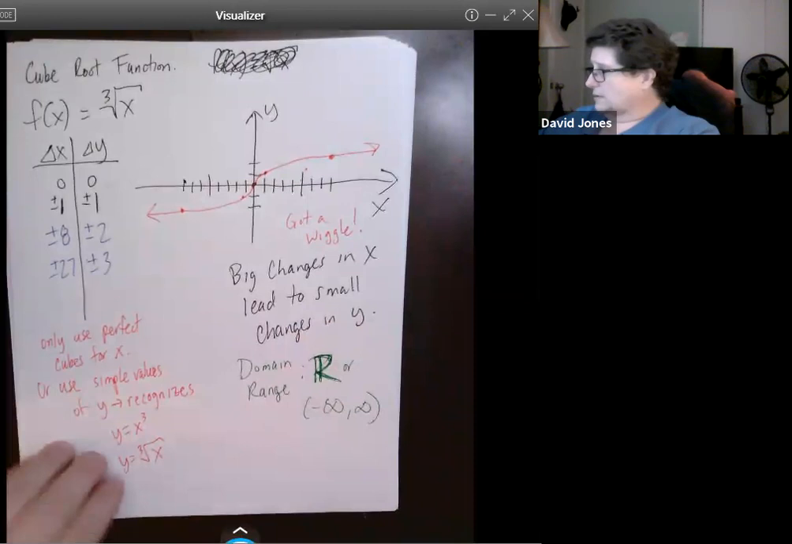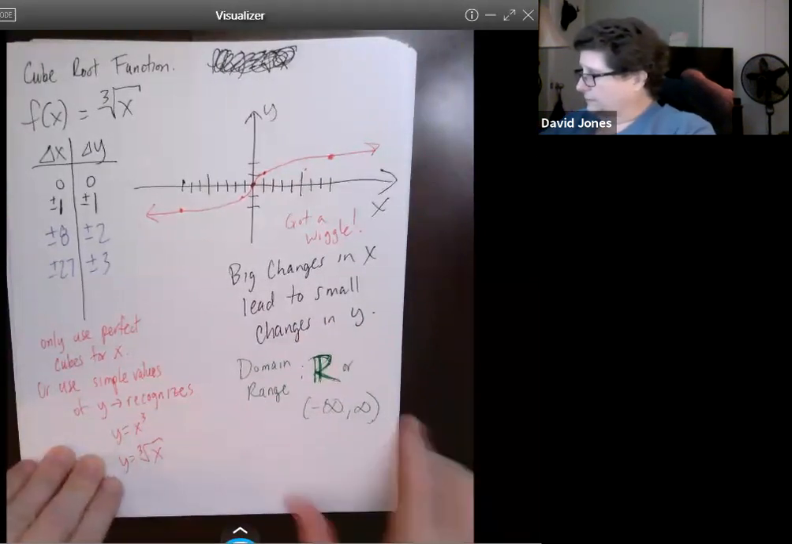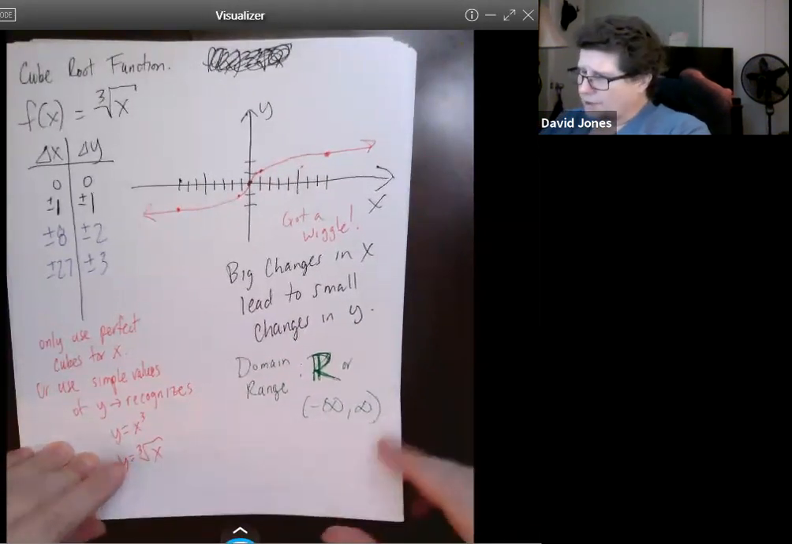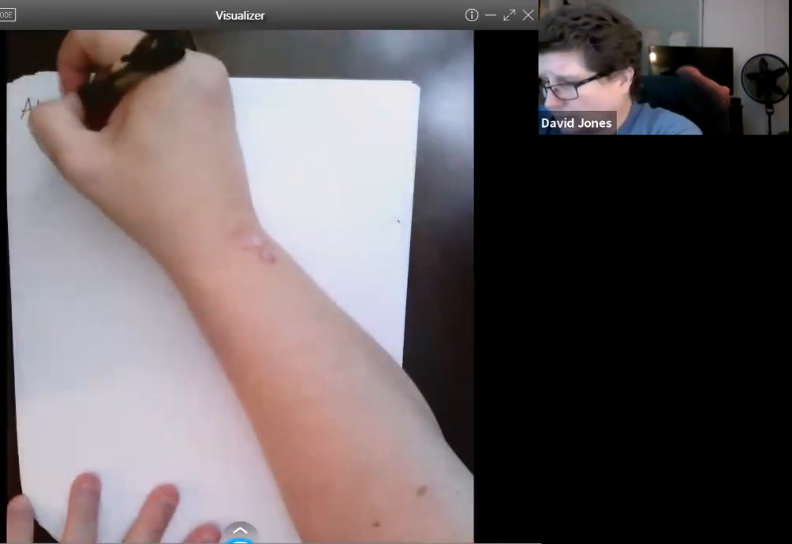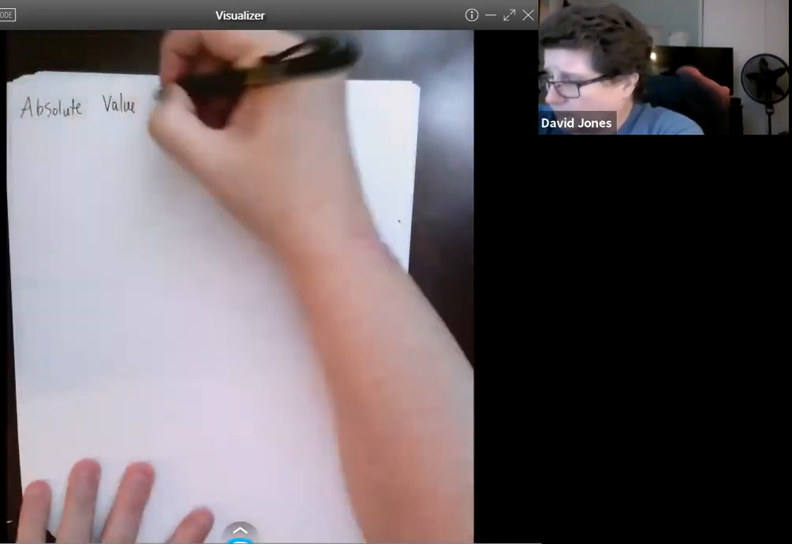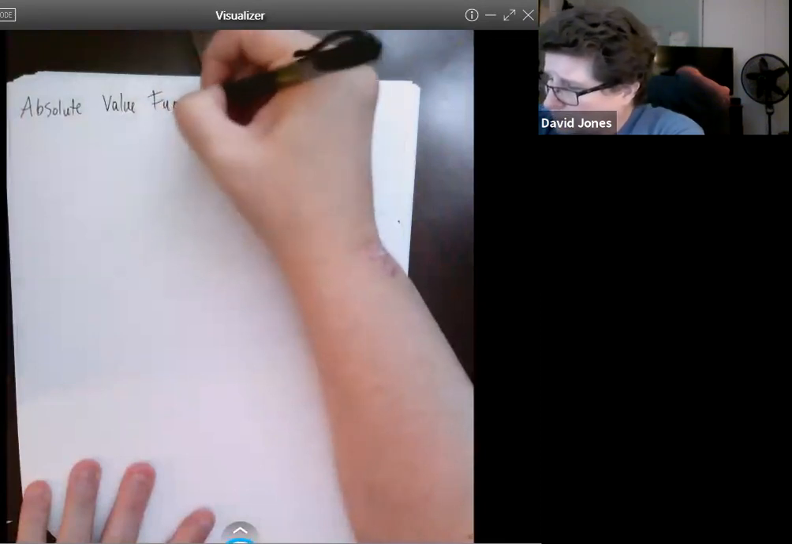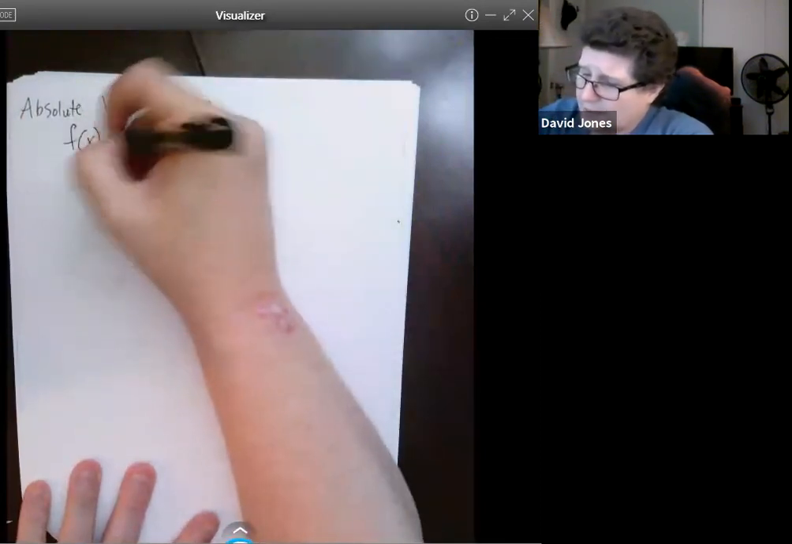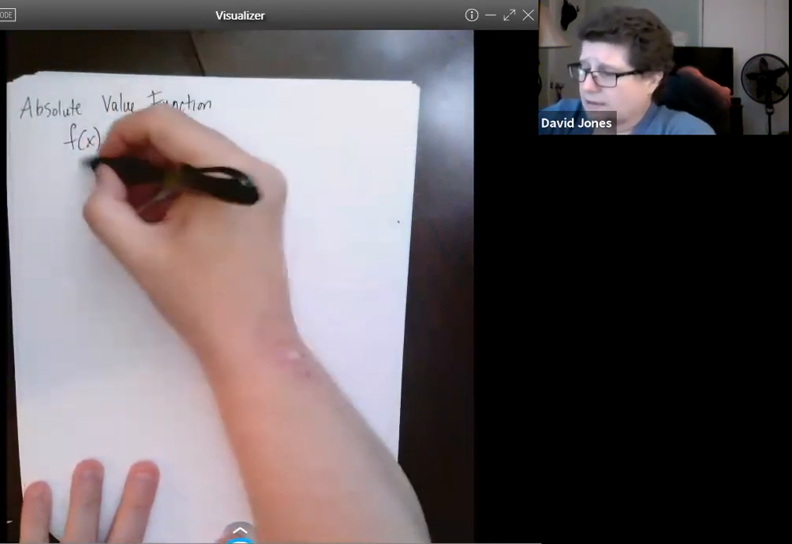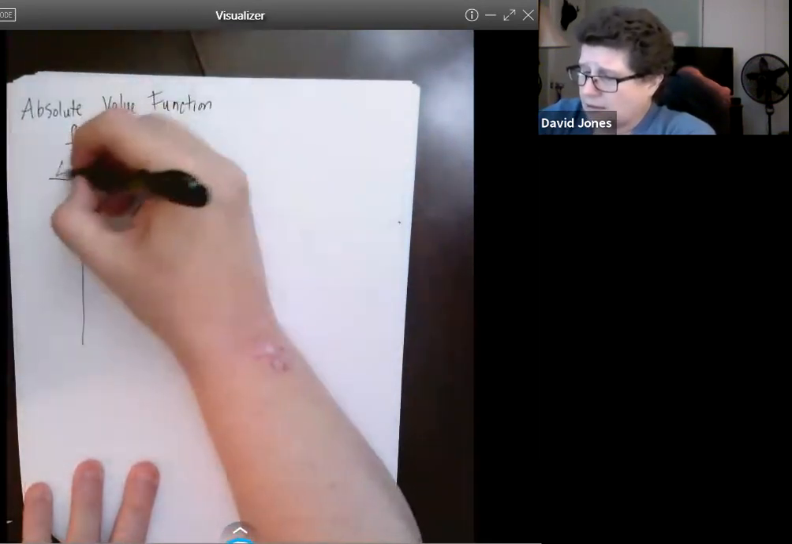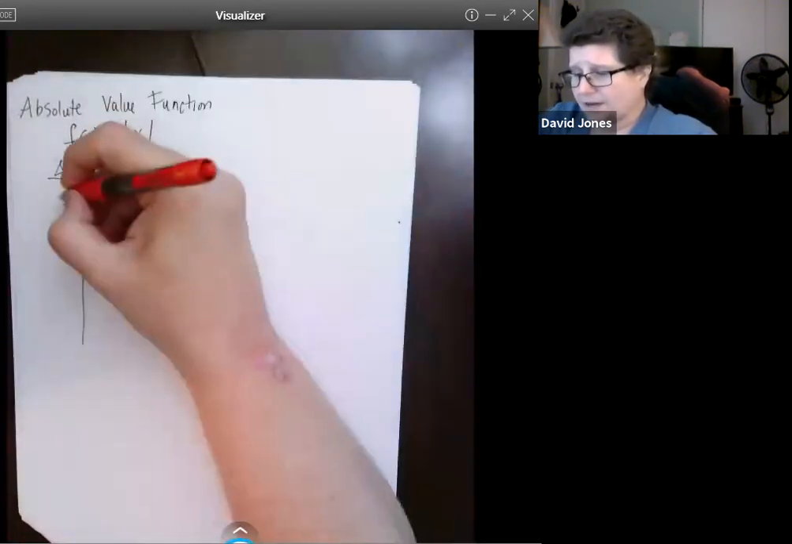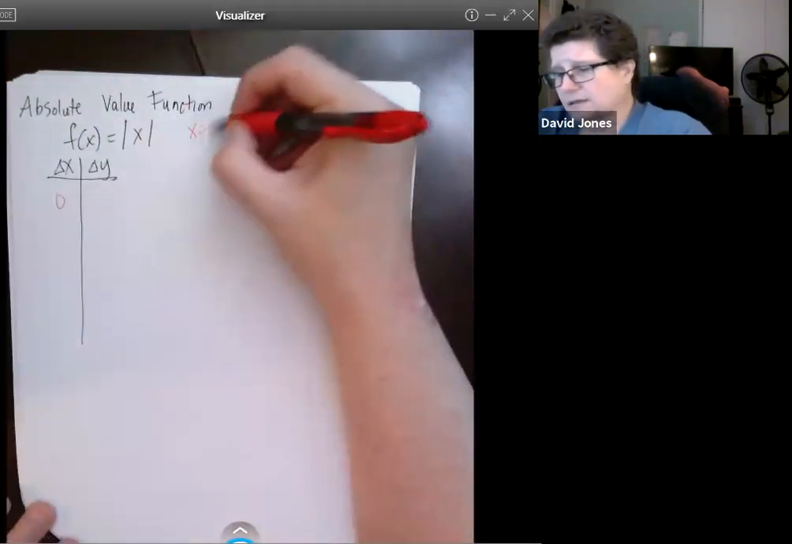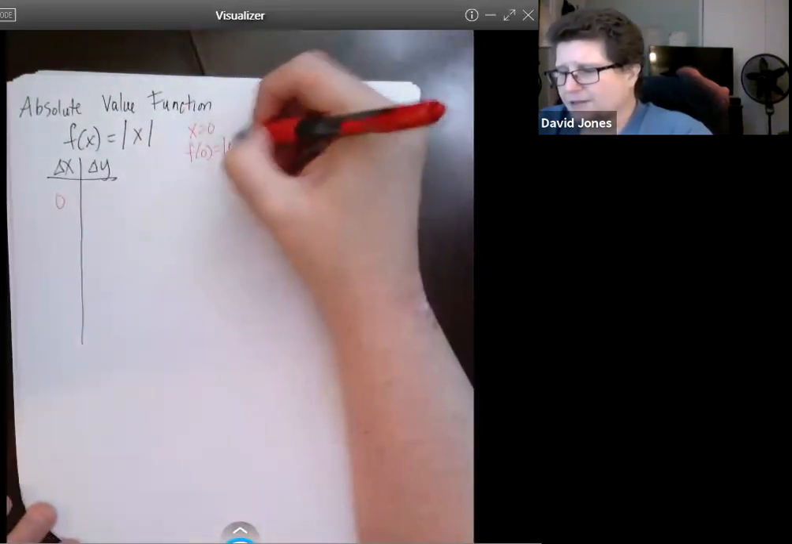A little bit more. The other base function that we'll use, basic function, is the absolute value function. F of x equals the absolute value of x. Our central point, plug in 0. I have 0. F of 0 is the absolute value of 0, which is 0.